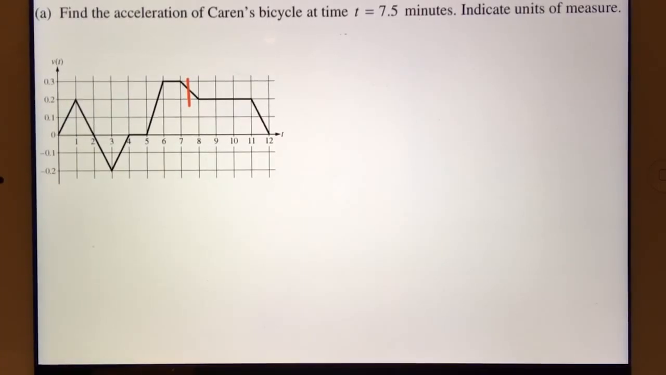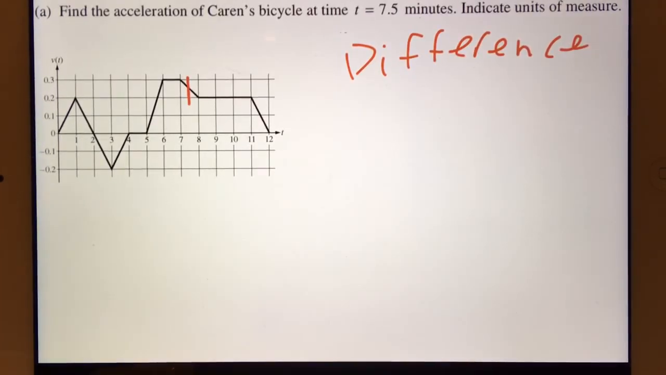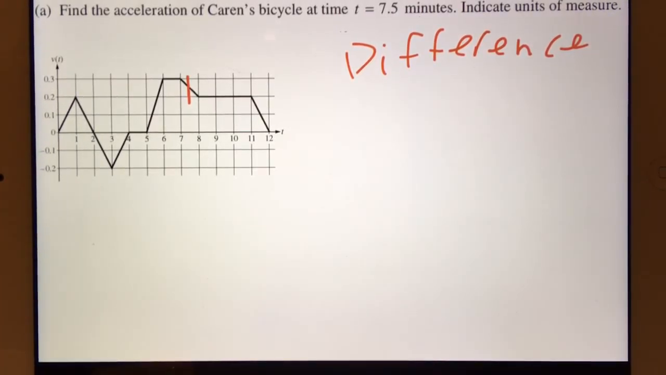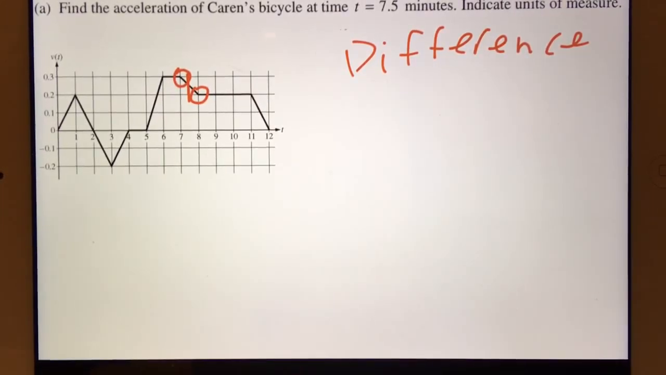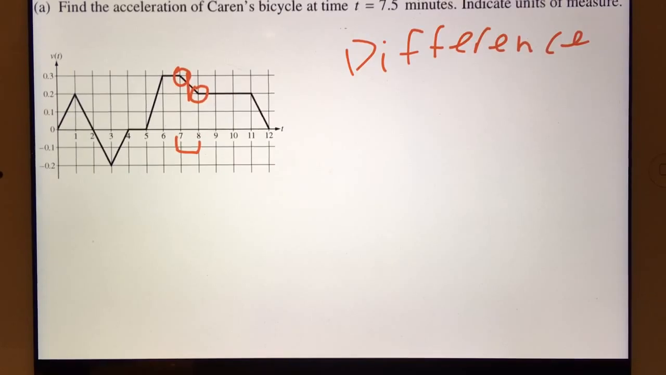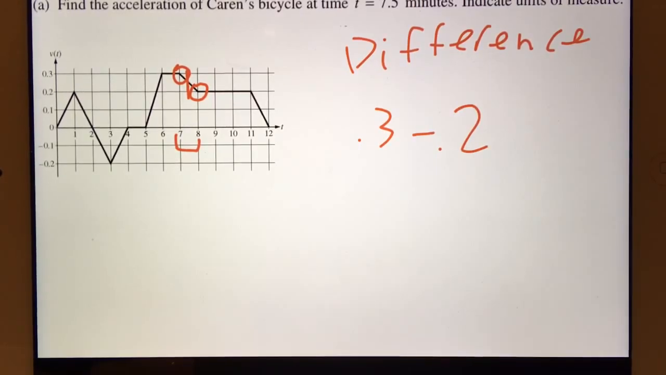Now if you remember, acceleration is the difference in velocities. It's the derivative of velocity. So we're trying to find out how much it's changing at that point. So how do we do this? Very simple. We find the value at 7, the value at 8, subtract them, and then divide by the distance. So the value at 7 is 0.3, the value at 8 is 0.2.